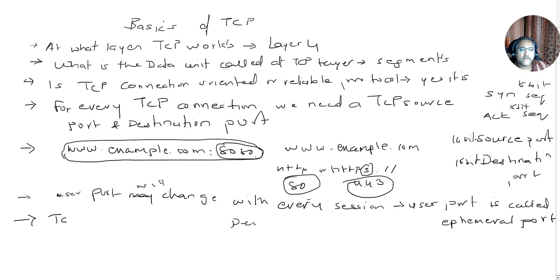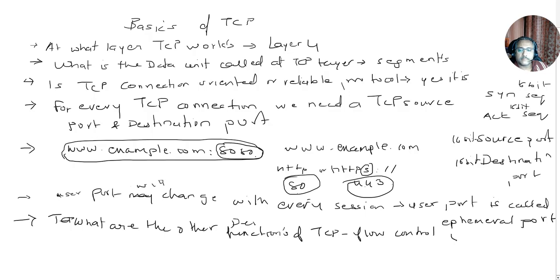TCP has a function of flow control as well. What are the other functions of TCP? Flow control and error recovery. So how does the flow control happen? Through window sizing.